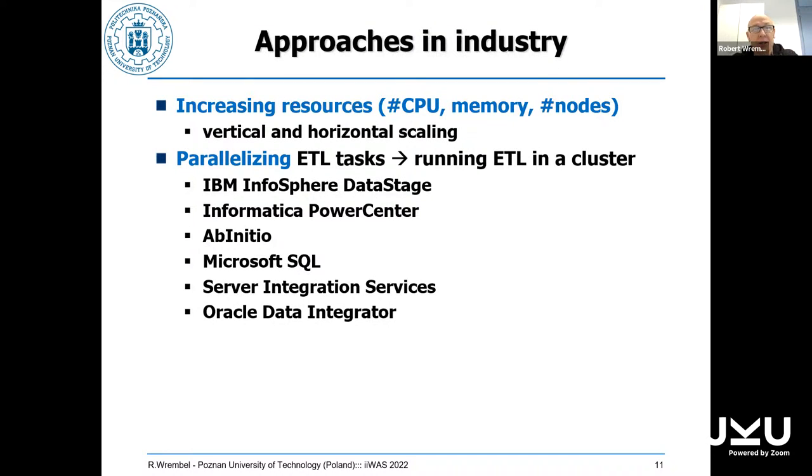So what does industry do to optimize ETL processes or data integration processes? The first solution technique is to increase resources, CPU, memory, the number of nodes. That is called vertical and horizontal scaling. The second approach is to parallelize data integration tasks. If an ETL engine or data integration engine is run in a cluster, you can do it. And all commercial ETL or data integration engines provide this kind of parallelization.